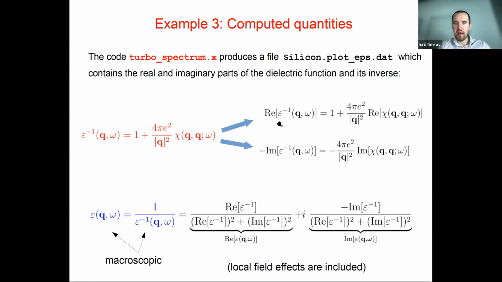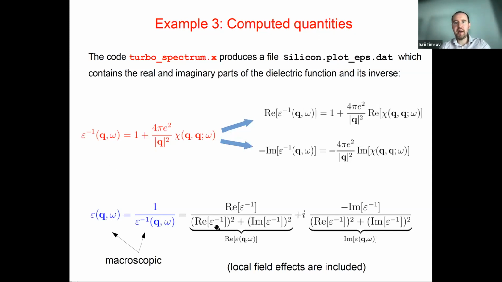So we can evaluate the real and imaginary part of this function using these formulas. And from the knowledge of the real and imaginary part of epsilon minus one, we can obtain also the real and imaginary part of epsilon. So epsilon minus one is the macroscopic inverse dielectric function. To compute epsilon, we just take one divided by epsilon minus one. So these are macroscopic functions, and local field effects are included in the calculation. If it was a microscopic matrix, then one over epsilon minus one would mean that we are neglecting local field effects. But in this case, we have already computed fully epsilon minus one and it's macroscopic. Then we can divide one over epsilon minus one, which gives us epsilon.